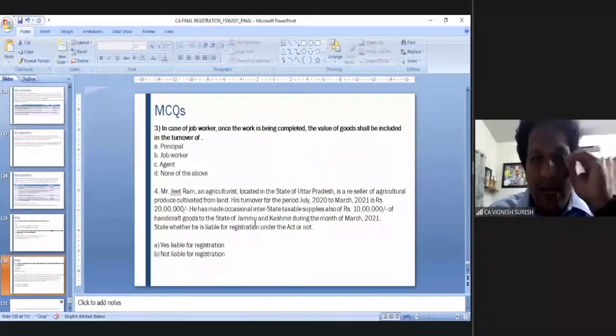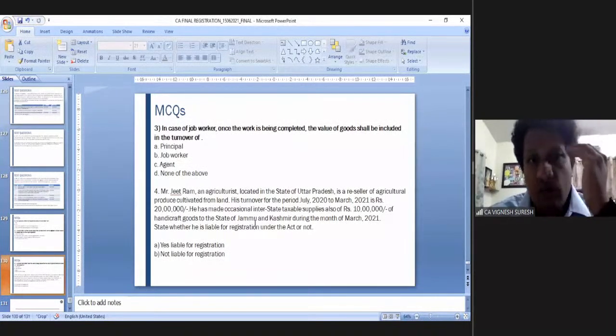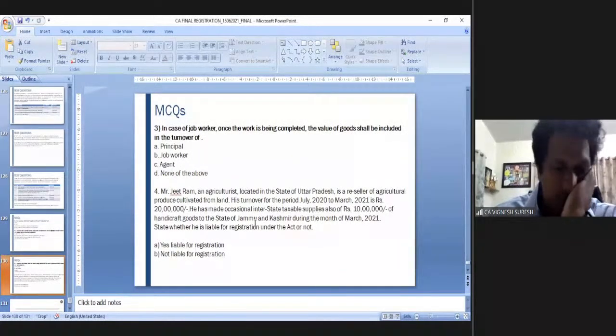Third one, in case of job worker, once the work is completed, the value of the goods shall be included in the turnover of principal, turnover of job worker, agent, none of the above. Question number 3.